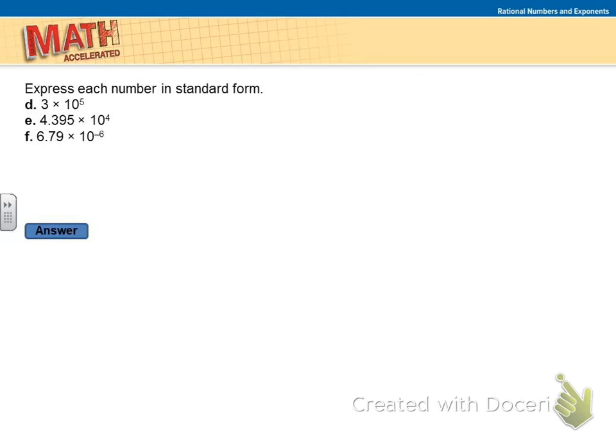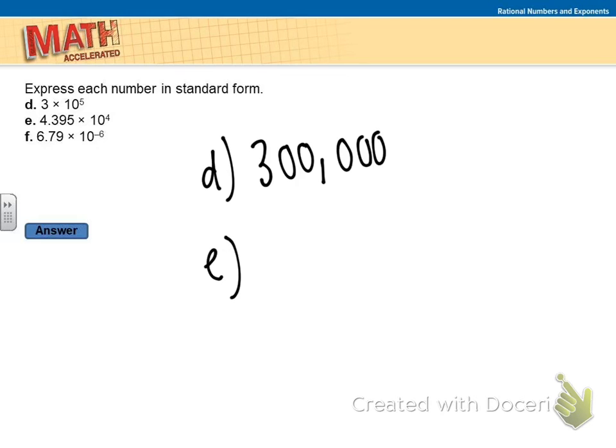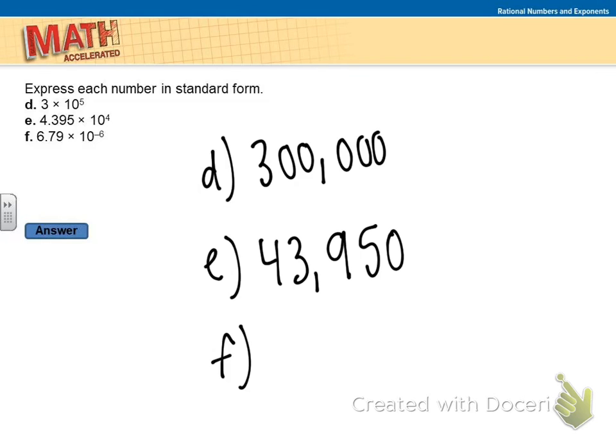All right, for D, Jack, what'd you get? For D, I got 300,000. 300,000, good, because our exponent was positive, so we went 5. We moved our decimal 5 places to the right. Good. All right, for E, Luke, what'd you get? 43,950, good, because we have another positive exponent, and we start with our decimal here, and we moved it where? 4 places to the right. Good. All right, and then make sure when you're moving your decimal, it ends up wherever you moved it, okay?